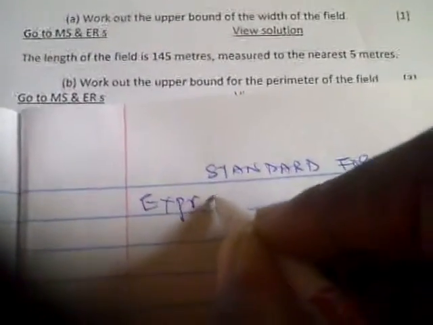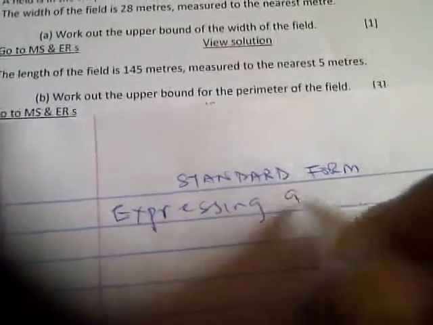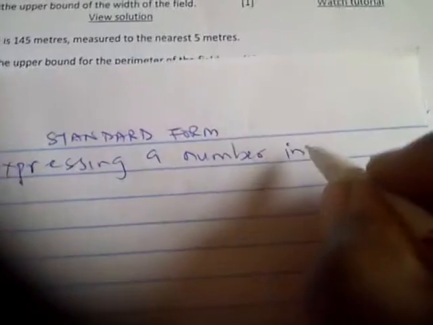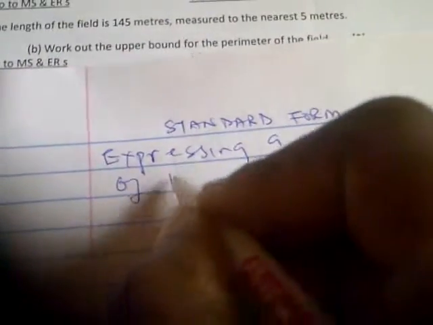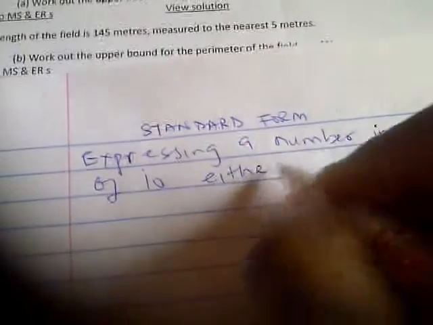Now, what is standard form? That's another topic now. Standard form is just expressing a number in tens, in powers of 10. Either negative powers or positive powers.